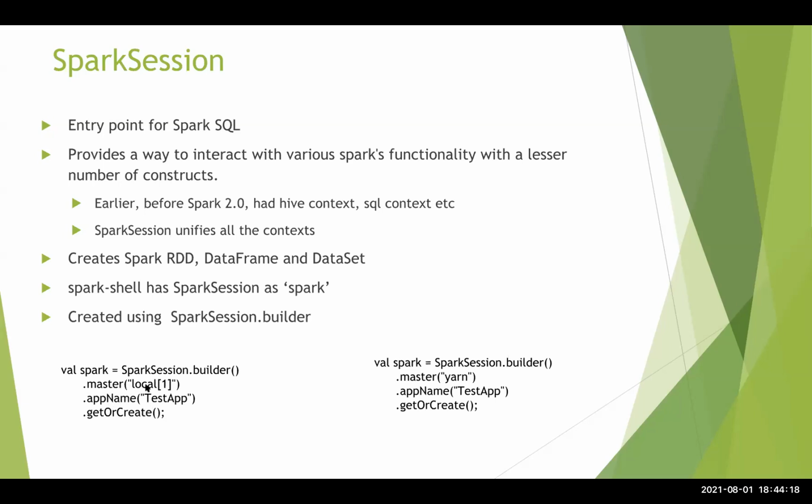The master tells you where you are running your Spark application. Is it on local, or is it on Yarn or Mesos? And now even Kubernetes also comes. For Kubernetes, we'll discuss separately later. And app name is a name which you give, which appears on the UI. We'll go to Spark UI, and we'll discuss Spark UI also in some session. So this application name will appear with this name on the UI. And get or create: if one already exists, it will give it to you. If it does not exist, it will create one Spark session and then return it to you.